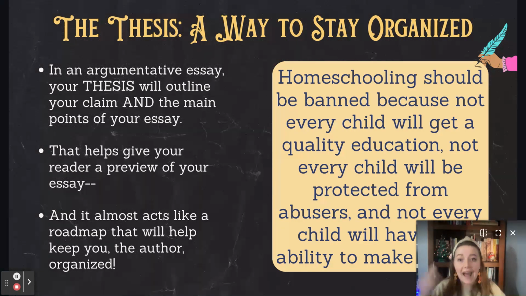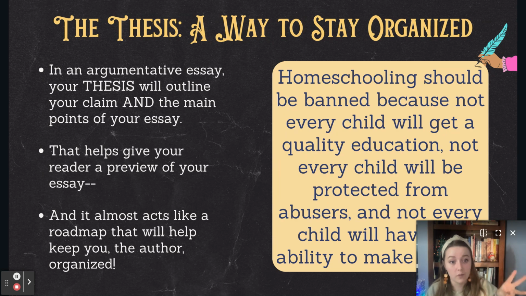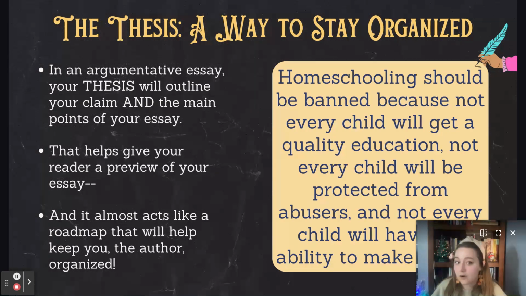Now, when we have a claim and those three main points for our essay, that is called a thesis. It helps give our reader a preview for the essay, and it also acts like a roadmap that helps keep you organized as a writer so you know what you should be focusing on. So, I have this thesis right here, right? Homeschooling should be banned. There's my claim. There's my opinion. Because not every child will get a quality education, not every child will be protected from abusers, and not every child will have the ability, you can't see it, but it says to make friends.